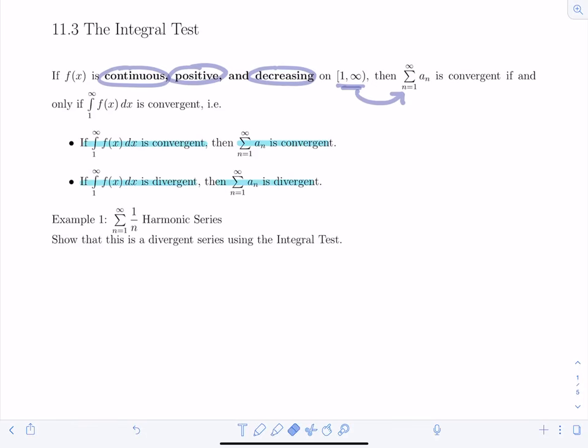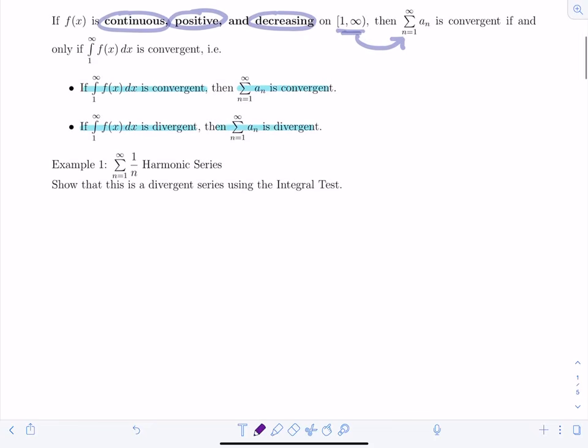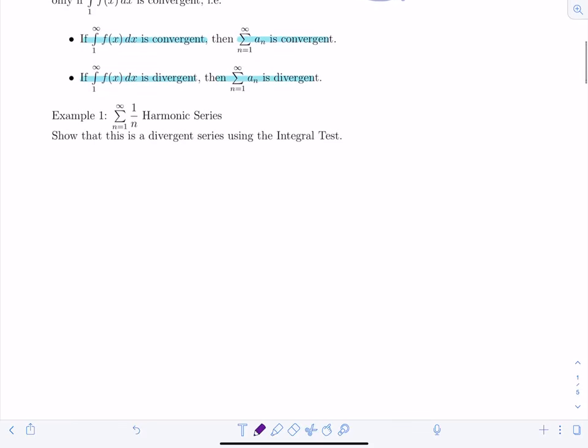So let's work through some examples so we can see how powerful this test is. First example, the sum from n equals 1 to infinity of 1 over n is the harmonic series. In the previous lesson, we discussed the fact that this is a divergent series, and now we're going to show this using the integral test. What I need to do first is define a function. I'm going to let f of x equal 1 over x on the interval from 1 to infinity. So define your interval to match your limits for your index of summation.